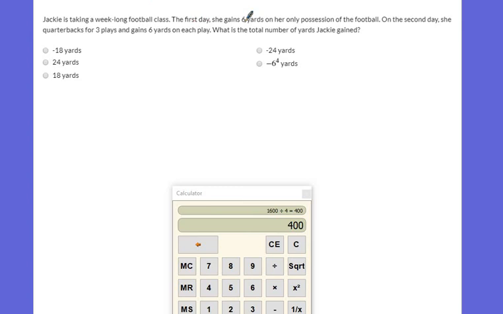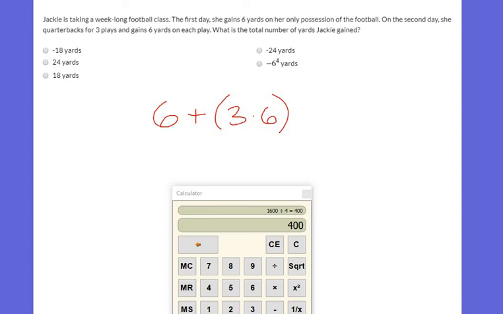Alright, so first day, gained 6 yards. You write it out here. First day is gaining 6 yards. The second day, we need to talk about her gains there. She had 3 plays, and each play gained 6 yards. So 3 times 6 yards.